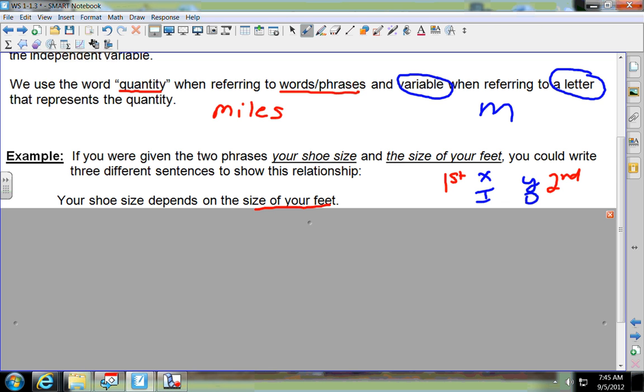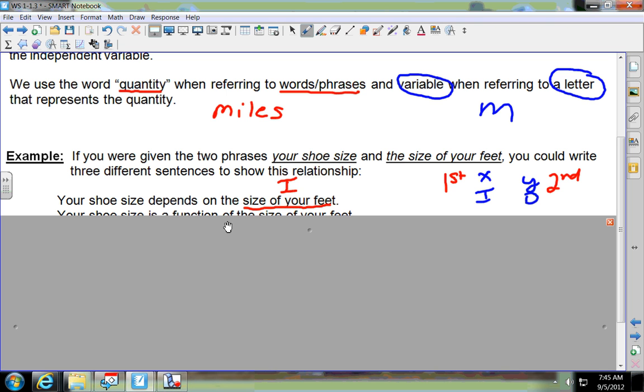So right now I want you to underline size of your feet, and I want you to write an I above it. That means that's your independent variable. Your shoe size right here is your dependent. So if you look at this, this is actually saying the dependent variable depends on the independent. We're going to talk about that in a little bit. We're going to tie some more of these word phrases in there in just a second.